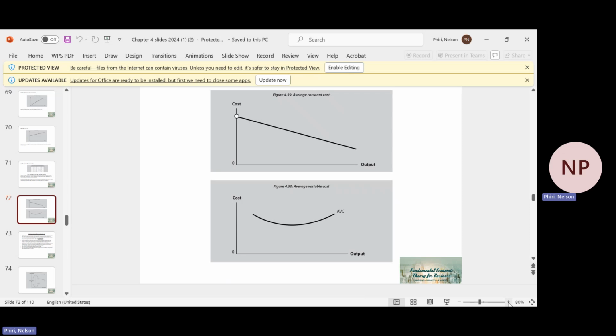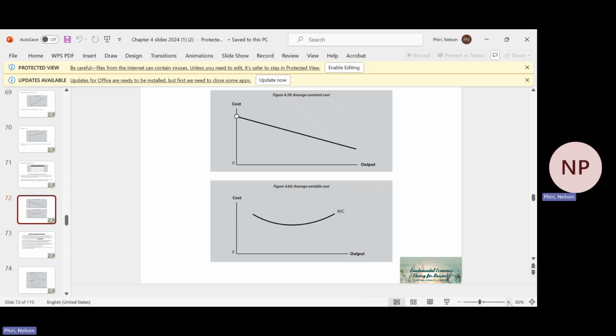So that is the slope of your average fixed cost curve. So it is decreasing, as you can see. The more output you produce, the lesser your average fixed cost becomes, because the numerator, your total fixed cost, remains fixed while you increase your output. So it will keep declining and declining as you produce more.